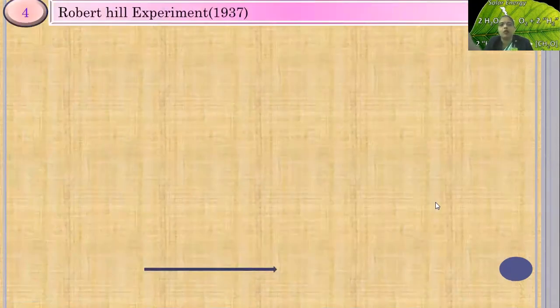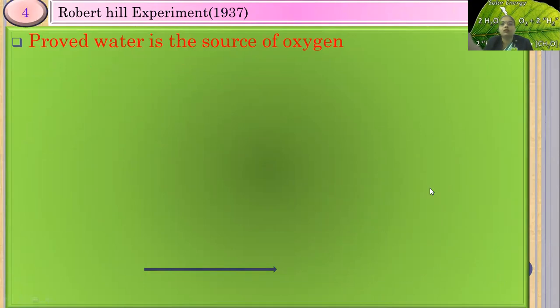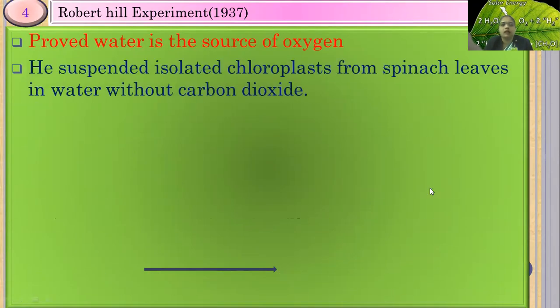Then the fourth scientist was Robert Hill. In 1937, he proved water is the source of oxygen. So he suspended isolated chloroplasts from spinach leaves.